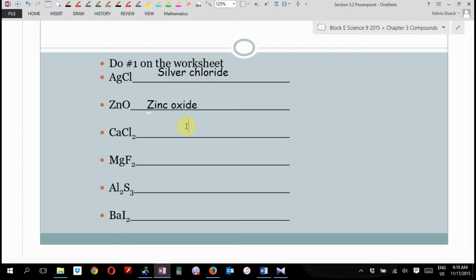What will you call CaCl2? Calcium chloride. Nope. Someone said calcium chloride too. The numbers don't appear in the name. What will you call MgF2? Yep. This is easy. Sadly, it's going to get tougher. I'm picking very careful, easy ones right now.